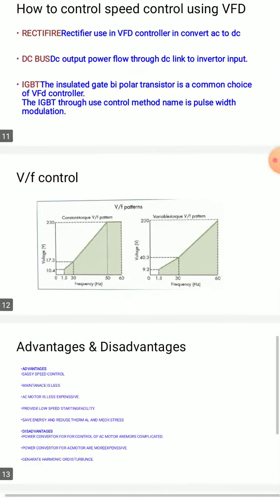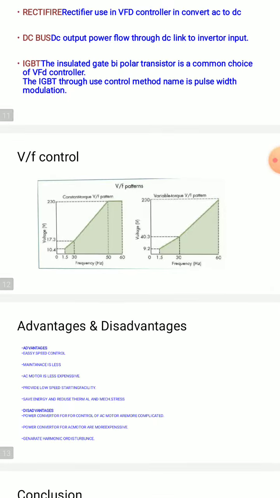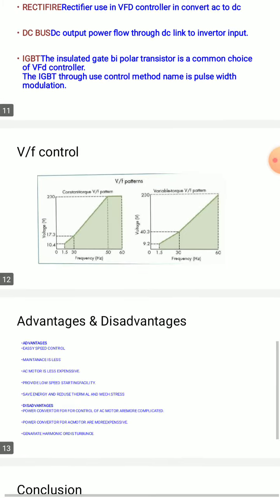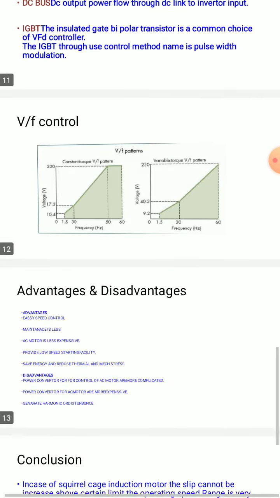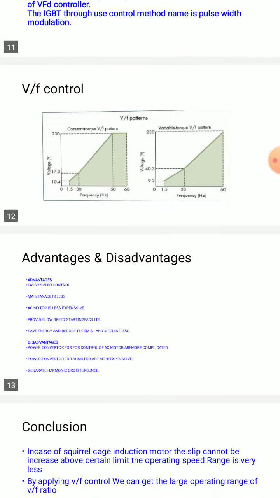This is the VF control method. Two graphs are shown. One is for the constant torque VF pattern and another is the variable torque VF pattern. A graph is drawn between frequency and voltage, and constant torque and variable torque are measured.